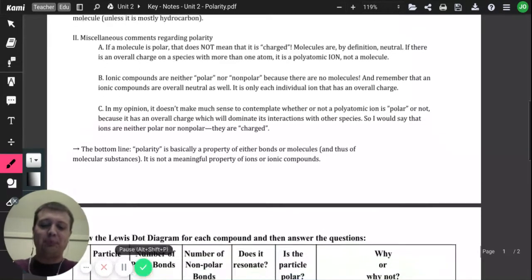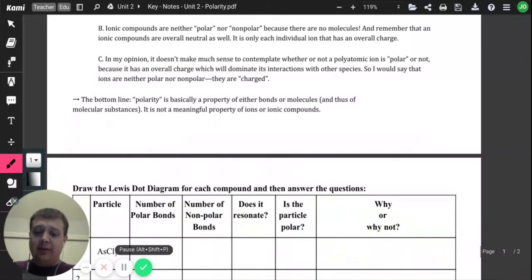Okay, so in the grand scheme of things, your bottom line is polarity is basically a property of either bonds or molecules. It is not a meaningful property for ions or ionic compounds. So we're talking about molecules and molecular bonds, covalent bonds. We're trying to figure out, only with a covalent bond, that unequal sharing or equal sharing of those electrons, what's going on there.